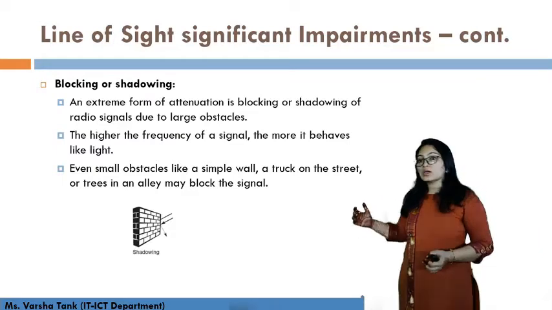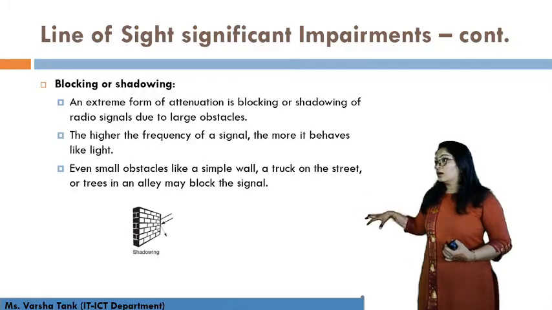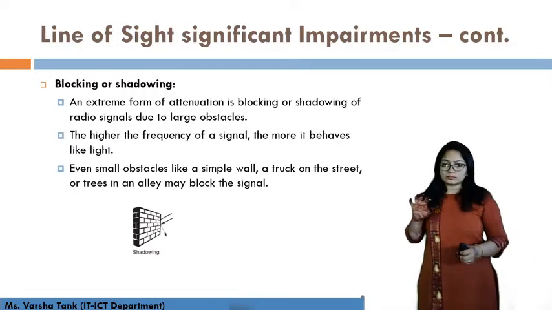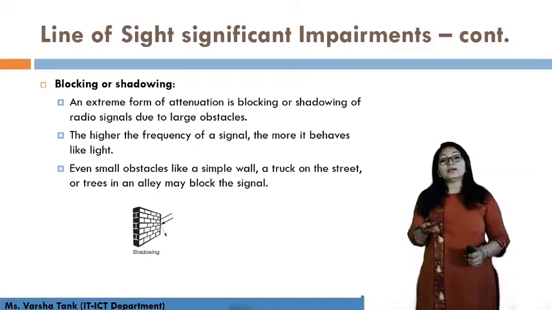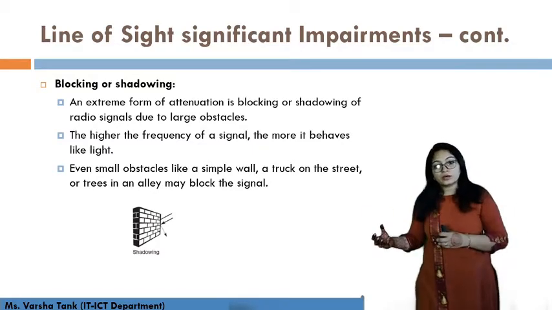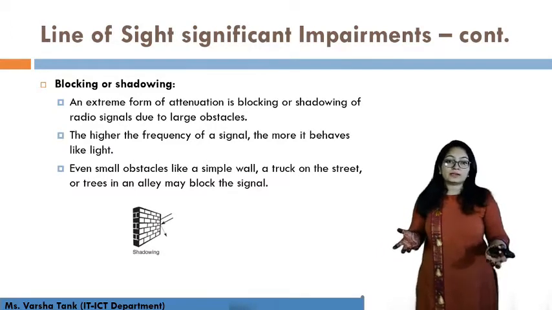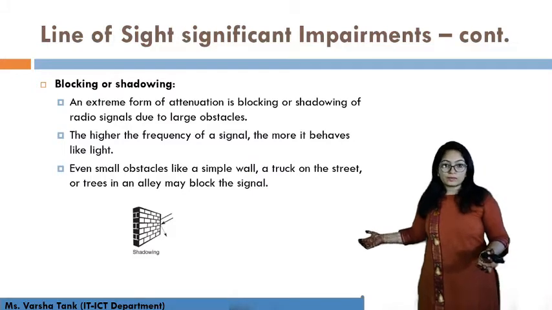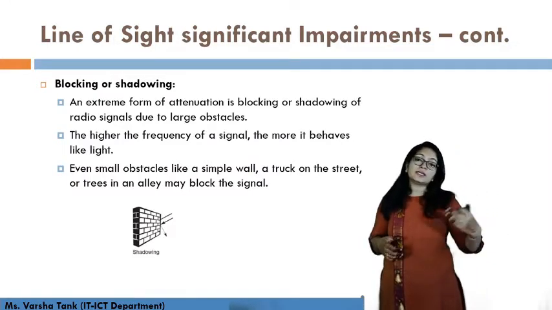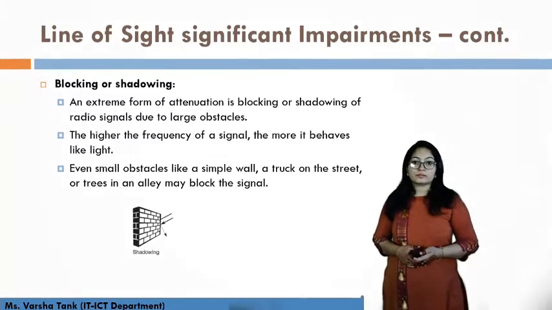Here in this figure you can see the effect of blocking or shadowing. When the signal reaches that particular obstacle, it may be possible that the obstacle absorbs all the signal and does not reflect it. That is blocking. Shadowing means a signal with less intensity will be reflected. That is shadowing.